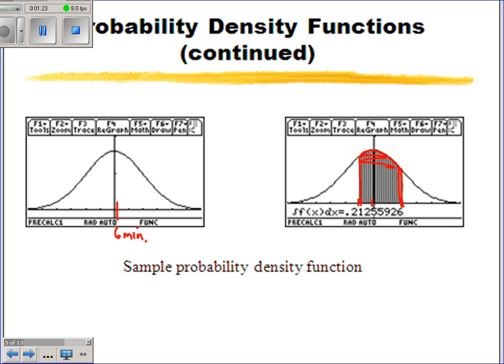So if we can calculate that area, which all we're going to do is integrate that probability density function, the integral of that function between those two values, in this case between 5 and 8, we would be able to find the probability that a student ran the mile between 5 and 8 minutes.